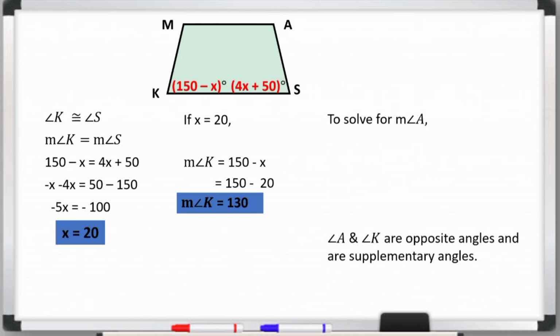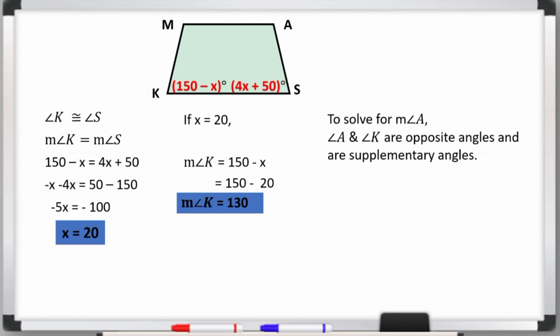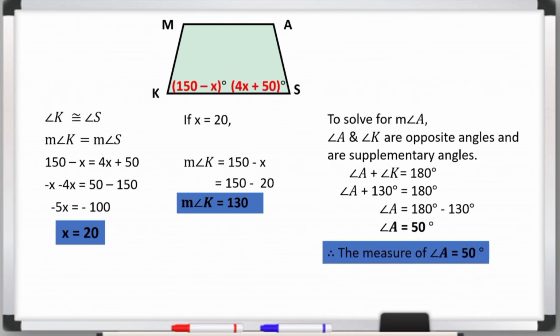To solve for measure angle A, angle A and angle K are opposite angles and are supplementary angles. Angle A plus angle K equals 180 degrees. Angle A plus 130 degrees equals 180. Move 130 to the other side. Angle A equals 180 minus 130. Angle A equals 50 degrees. So from the problem, what is measure angle A? Therefore, the measure of angle A is equal to 50 degrees.